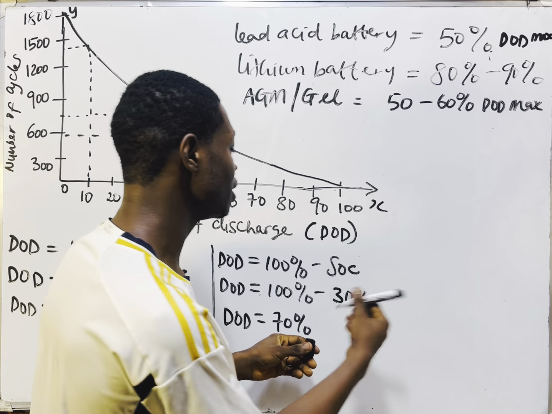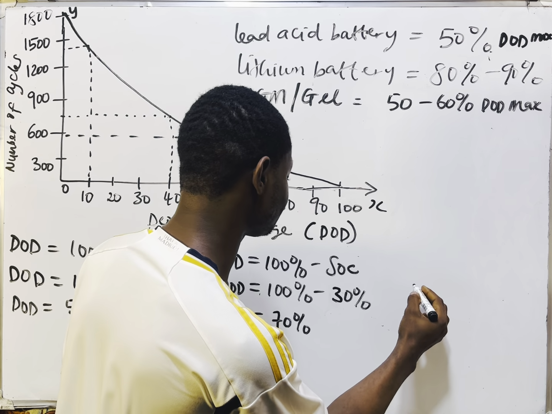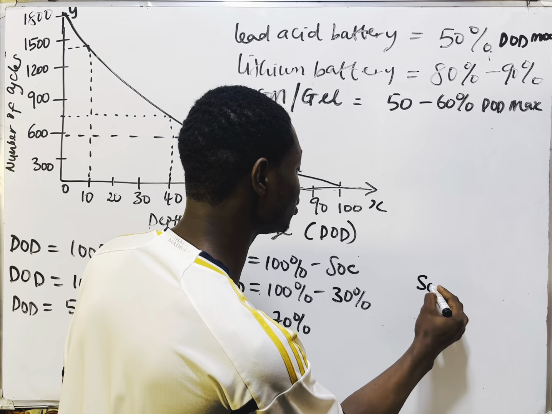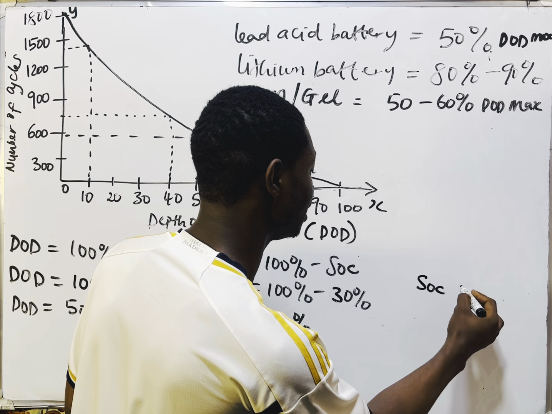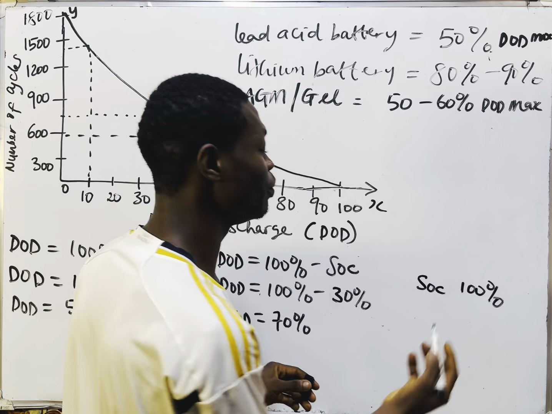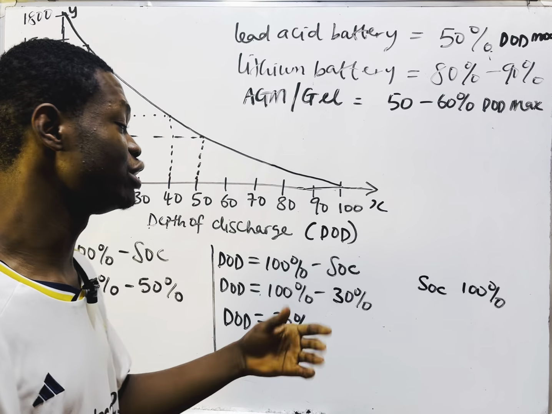For example, if your state of charge is at 100%, what will be your DOD? Your DOD is 0 percent. You understand? If your state of charge is at 100%, your DOD will now be 100 minus 100, which is what?